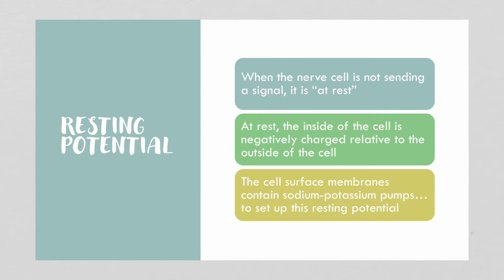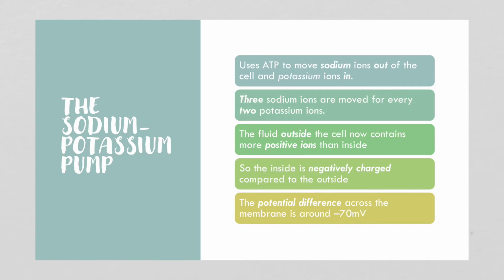So, resting potential. When the cell is not sending a signal, it's said to be at rest, but it's actually not just sitting there. It's maintaining the resting potential through something called the sodium-potassium pump. At rest, the inside of the cell is negatively charged relative to the outside. The sodium-potassium pump uses ATP to move sodium ions out of the cell and potassium ions in, but it doesn't do it at the same rate. It pumps 3 sodium ions out and moves 2 potassium ions in.